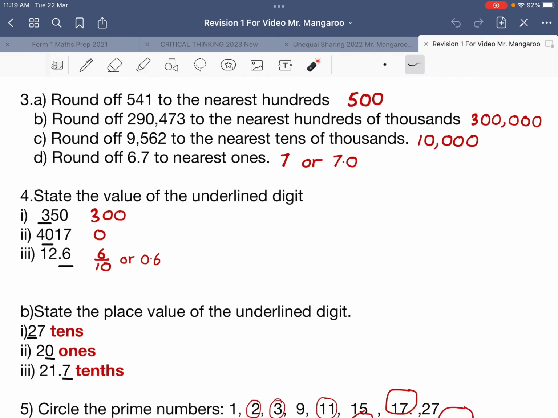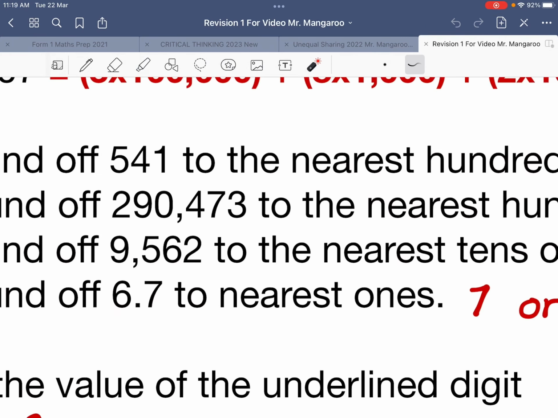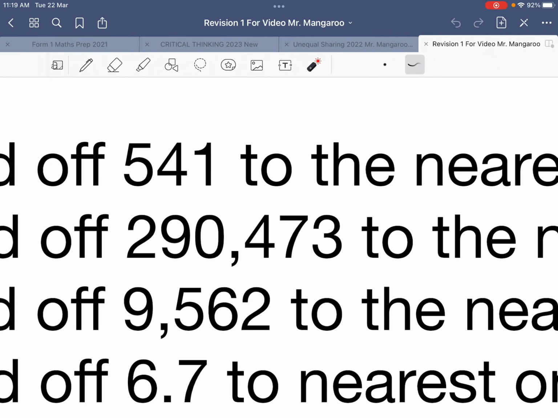Number 3, rounding off. Rounding off 541 to the nearest hundreds. So this is a hundreds number. The digit to the right of it is less than 5. So we will not add 1 to the hundreds number, so it remains as 5. We change the digits on the right of it to zeros, so the answer is 500.